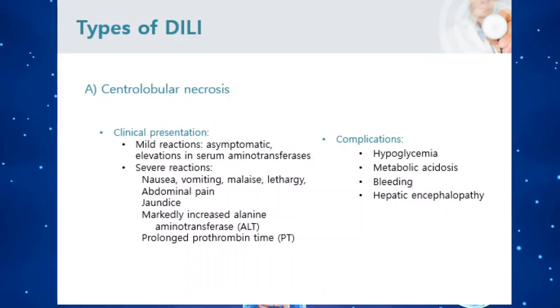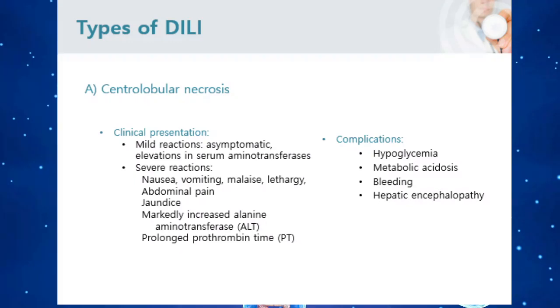and it is often dose related, and it is a predictable reaction for certain medication. In the clinical presentation, the reaction can be mild, so the patient might not get any symptoms, but there is an elevation in serum aminotransferase like AST or ALT. And in severe reactions, the patient might get nausea and vomiting, malaise, lethargy, and abdominal pain, and they can become jaundiced. There is a markedly elevated ALT, several fold, and a prolonged prothrombin time.